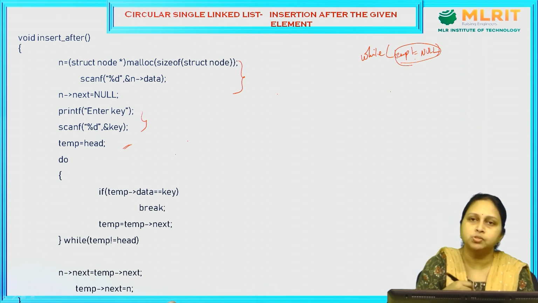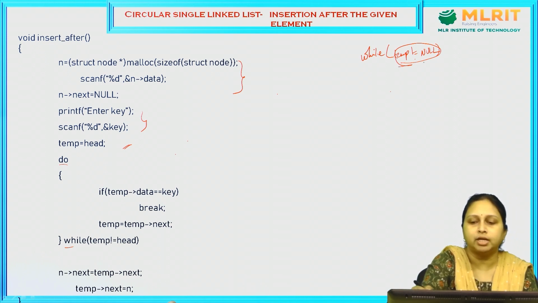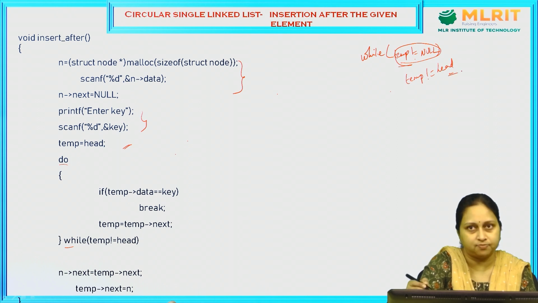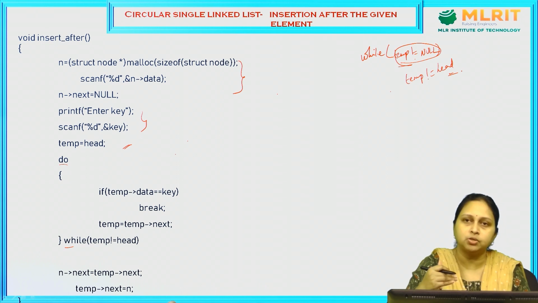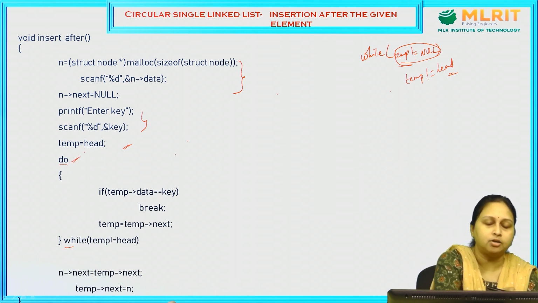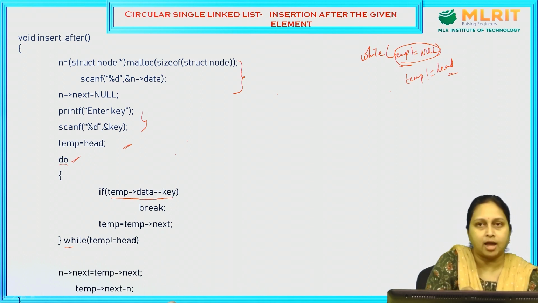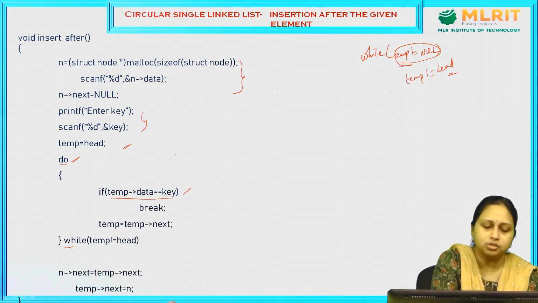We are going to use another loop, that is called the do while loop. Why? Because if I check temp not equal to head, this condition fails at the starting itself. That's why we are going for the do while loop. First the statement will be executed, then the condition will be checked, right? So we are going to start using the do while loop. And here temp arrow data equal to key. We have seen that it is reaching 20, and if it reaches the key value, then we are going to terminate the loop and make the connections.